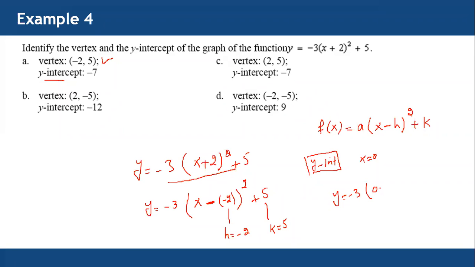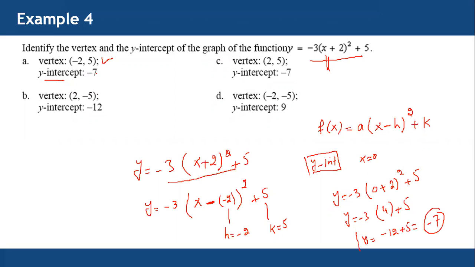y equals minus 3 times (0 minus, into minus, again I will write it like plus) whole square plus 5. From this you can find it, just put x equal to 0. y equals minus 3 times (0 plus 2) square, which is 4, plus 5. Minus 3 with 4 equals minus 12, plus 5, and minus 12 plus 5 equals minus 7. So y equals minus 7. Yes, this option, y is equal to minus 7.